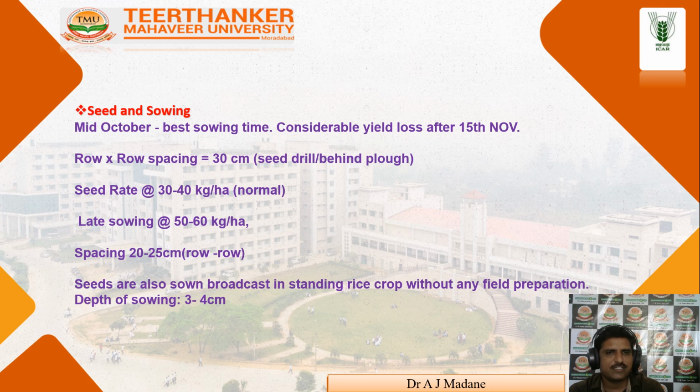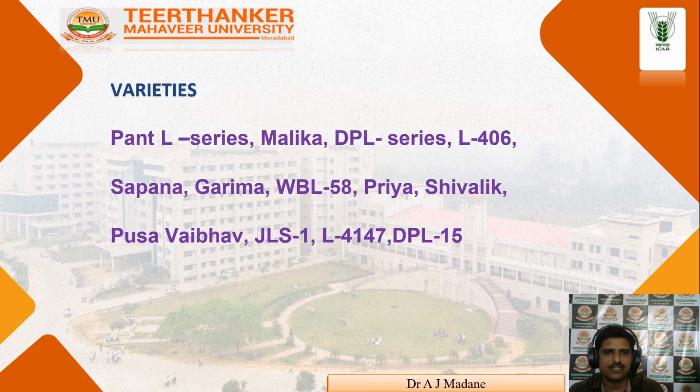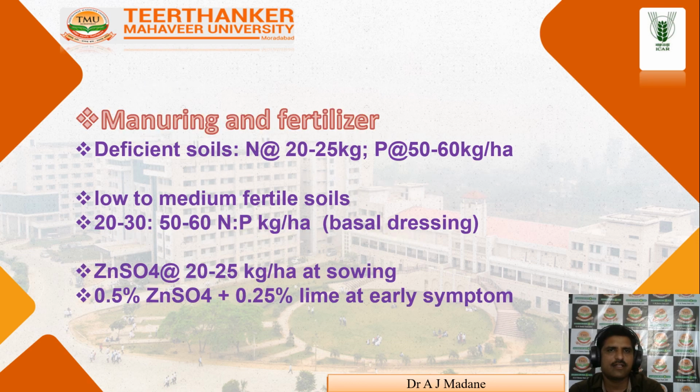If you consider spacing, 20 to 25 centimeter row spacing is the most considered for this crop. Seeds are sown by broadcast in standing rice crop without any field preparation. Depth of sowing is 3 to 4 centimeters. These are the cultivars or varieties suitable for the Uttar Pradesh, Punjab, Haryana, Bihar region: the Pant L series, Malika, DPL series, L4076, Sapna, Garima, WBL 58, Priya, Shivalika, Pusa Vaibhav, JL1, L4147, DPL 15. These are some cultivars generally used by farmers for local farms.